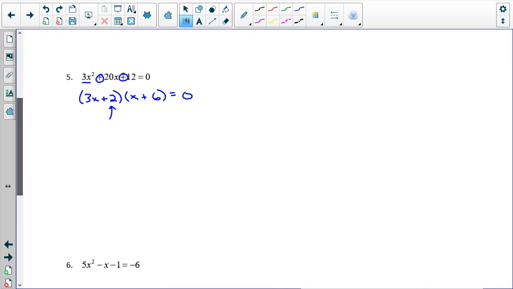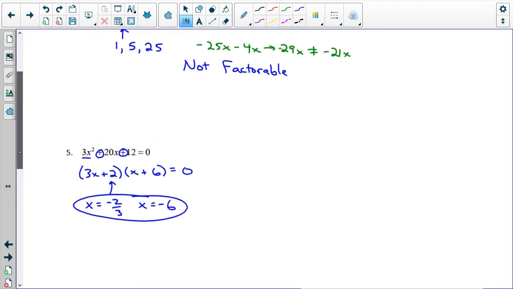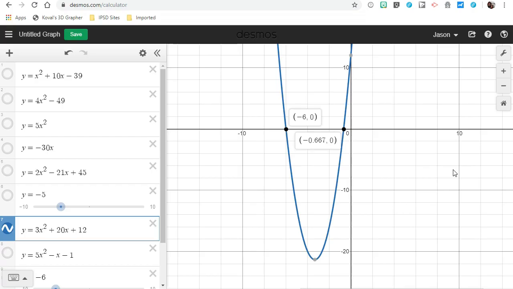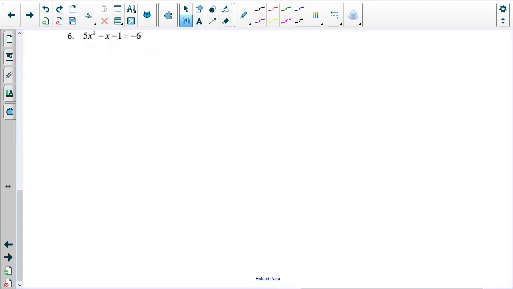If I distribute this out, I end up getting back what I started with. So x equals negative 2/3 and x equals negative 6 are my answers, which I can find after I set both parts equal to 0. If we look at the curve 3x squared plus 20x plus 12, the parabola, we see that it intersects the x-axis at negative 6 and negative 2/3, which is exactly what happened when we found the solutions.